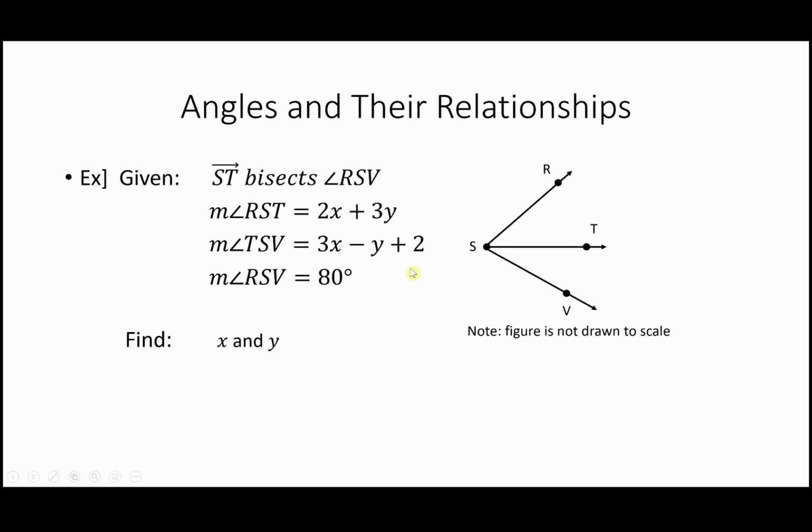However, look at the very first given statement. It says that ray ST bisects angle RSV. And if ST, this ray, is supposed to be bisecting this main angle, then that means these two angles in the interior are supposed to be the same measure as one another, right? So they are being represented in these algebraic forms as 2x plus 3y and 3x minus y plus 2, right? RST and TSV. And then angle RSV, which is the main angle, has a total measure of 80 degrees.